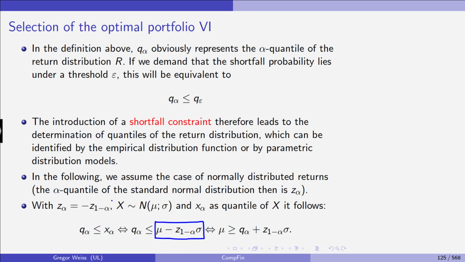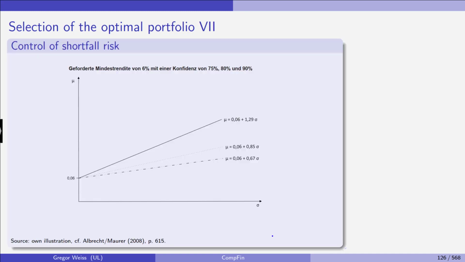So if we assume that this is actually normally distributed, we get that mu has to be higher than Q alpha plus the 1 minus alpha Z quantile times the volatility, the standard deviation. And what now happens is that actually we get our eggshell. Let's say it starts here and it moves like this.